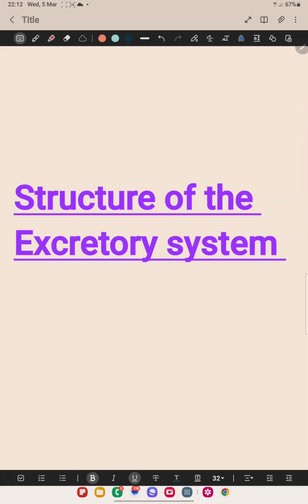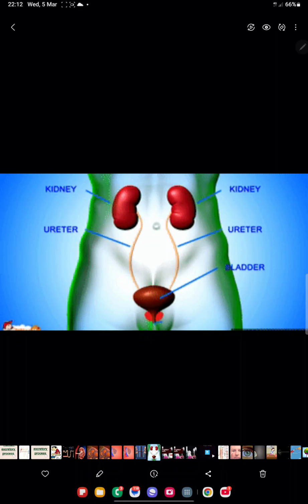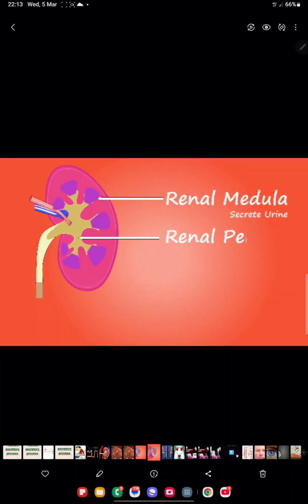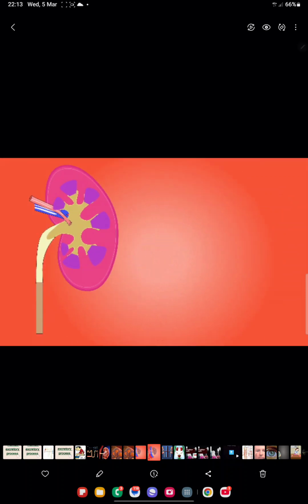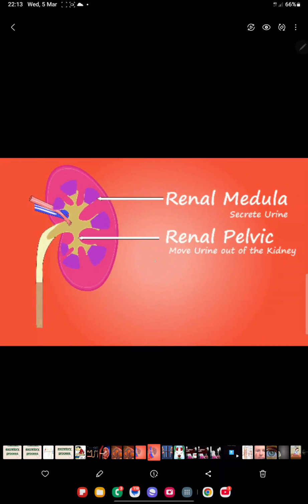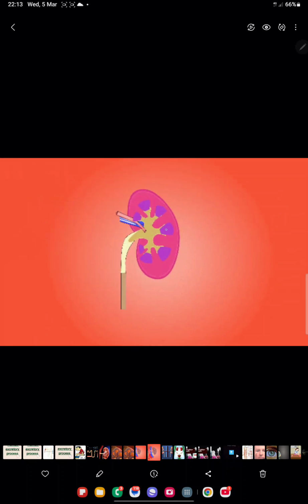Then let's move into the structure of the human excretory system. The human excretory system consists of a pair of kidneys, a pair of ureters and a single bladder as well as a single urethra. If I take the sectional area of the kidney, its outermost part consists of the renal capsule.